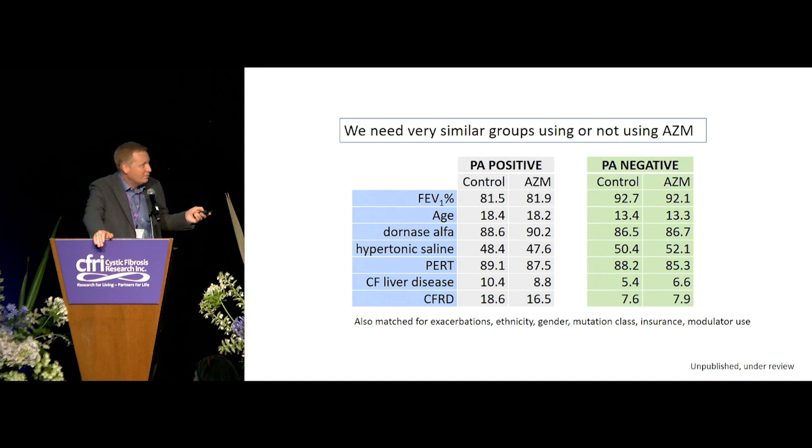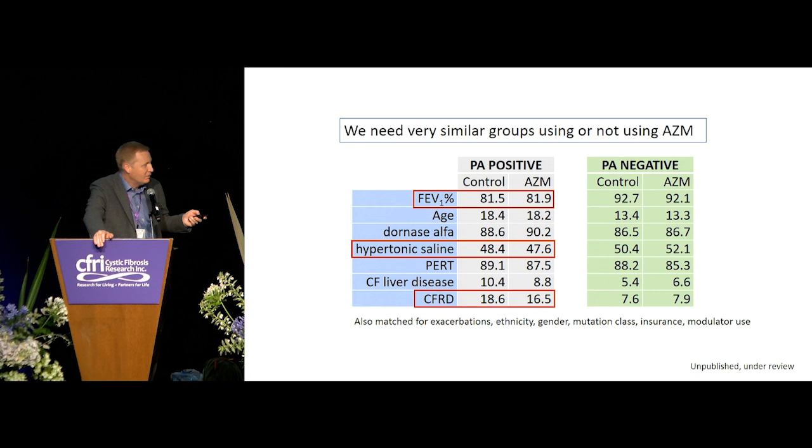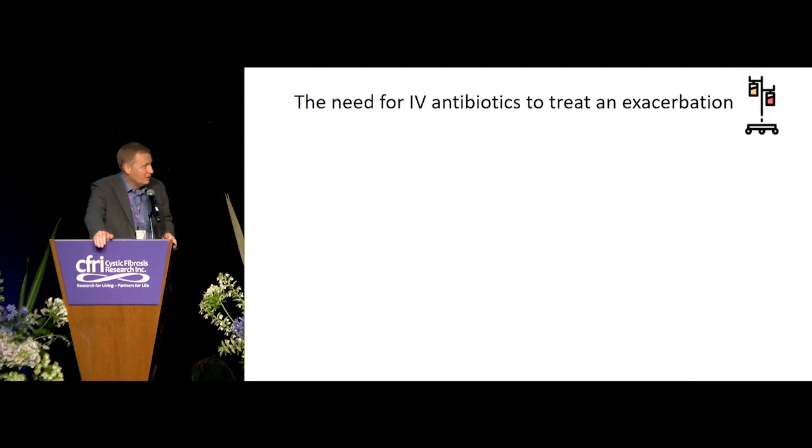You can see those with Pseudomonas on the left and those without on the right. And so just highlighting a few of these: lung function, almost identical; the use of medications, almost identical; comorbidities such as diabetes, almost identical. We also matched on the number of exacerbations they had been having and a number of other parameters. We basically selected 14 parameters we thought could perhaps affect their lung function decline.